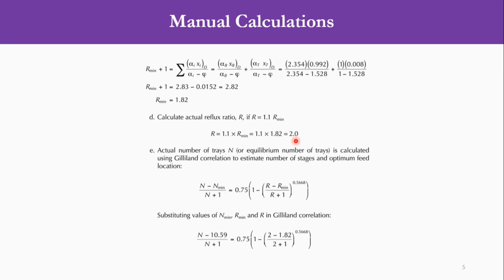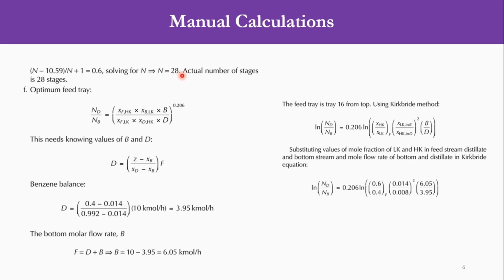Next part is to calculate the actual number of trays for the given reflux ratio. So we use the Gilliland method, and that is (N minus N minimum) divided by (N plus 1) is equal to 0.75 times (1 minus ((R minus R minimum) divided by (R plus 1)) raised to the power 0.5668). So N minimum is 10.59 or 10.6, R is 2, R minimum is 1.82, R is again 2. So solving this equation, we get the number of stages as 28. 28 stages are required for this system.